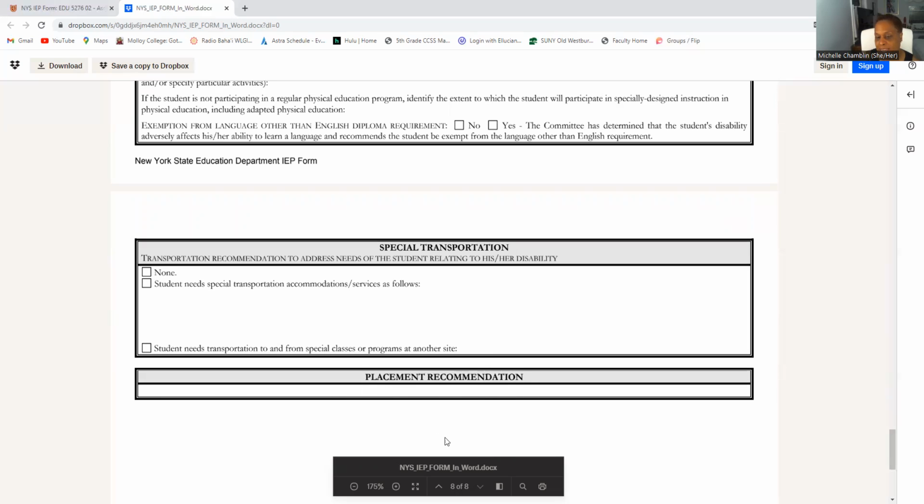And placement recommendation at the very end, we state where all of this is going to happen. So it may happen at the local public school, the home school, not meaning homeschool at home, but the home zone school, local public school. It could be BOCES, residential care. So this placement recommendation is asking where's all of this going to happen? So it's a where question. So that's what goes here.